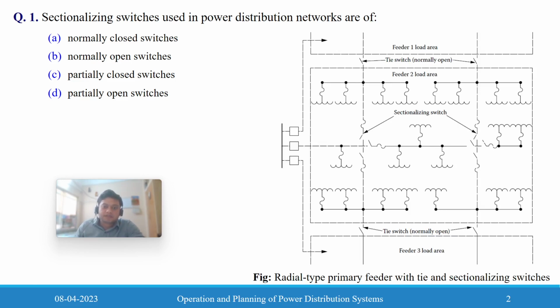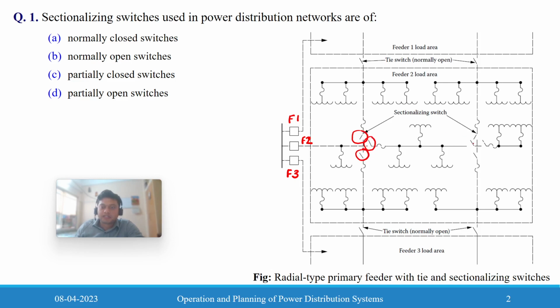So this is the primary distribution network. This is feeder one, this is feeder two, and below is feeder three. These are the circuit breakers, and along with that we can see that the primary feeders have many sectionalizing switches connected. Like this one is a sectionalizing switch.